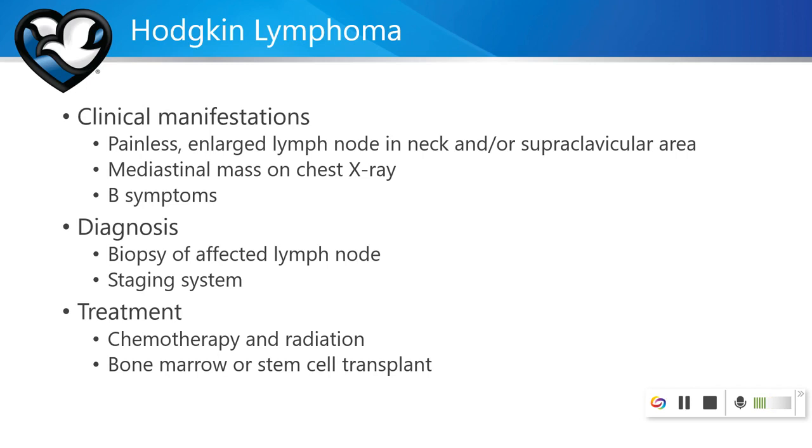There is also a refractory stage, which indicates that the disease does not respond to treatment, either initially or after recurrence. And the recurrent stage is also known as the relapse phase, and it is when the disease returns after treatment. Staging is determined by using a PET scan, CT scan, MRI, and bone marrow biopsy. After diagnosis, treatment includes a combination of chemotherapy and radiation and bone marrow or stem cell transplant. The 5-year survival rate is 86%.